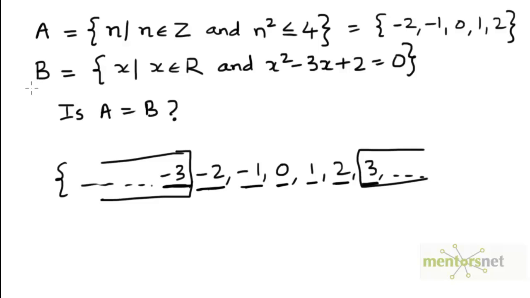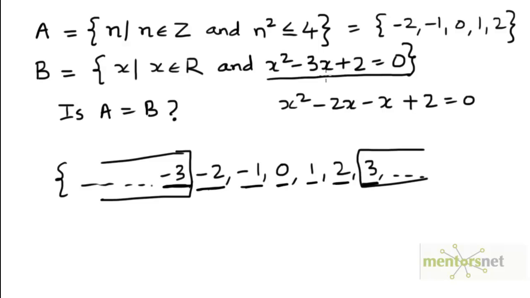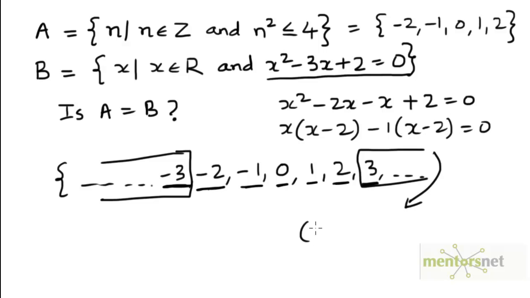Now let's represent B in roster form. Let's solve for this equation. x square minus 3x plus 2 is 0. This can be written as x square minus 2x minus x plus 2 is equal to 0. We are splitting the middle term minus 3x as minus 2x and minus x. This can be written as x times x minus 2 minus 1 times x minus 2 is 0. So x minus 2 times x minus 1 is equal to 0. This means x is either 2 or 1.